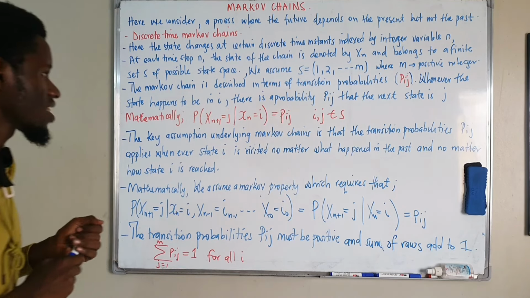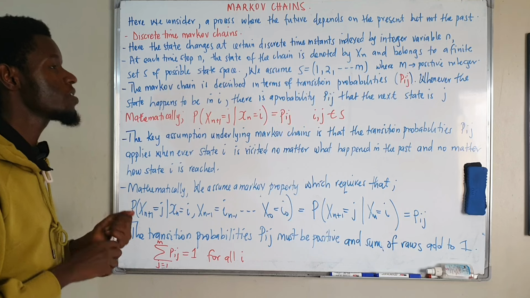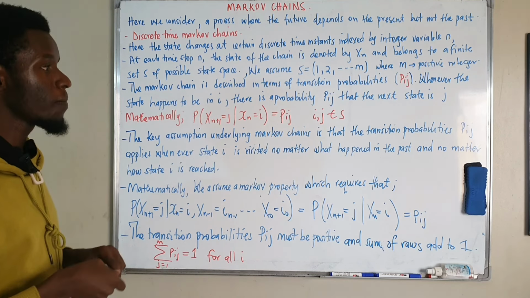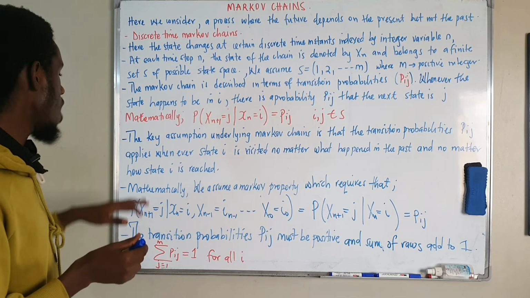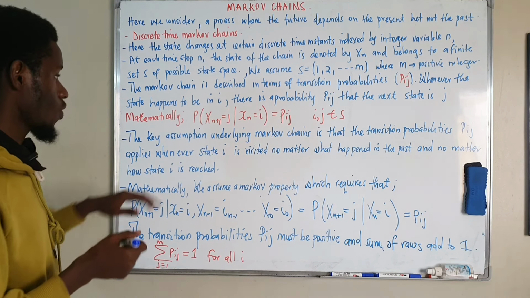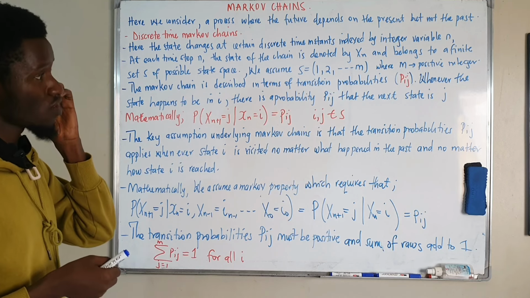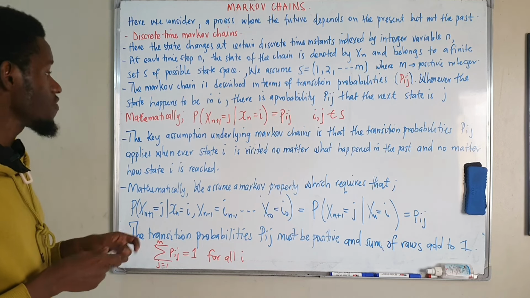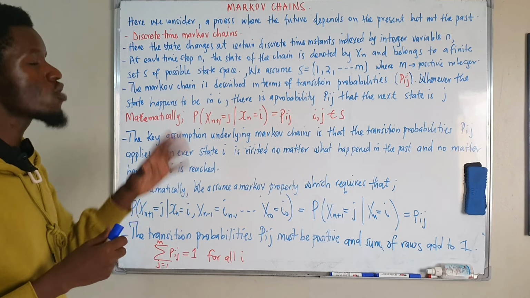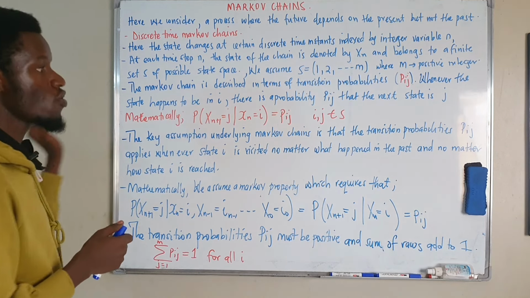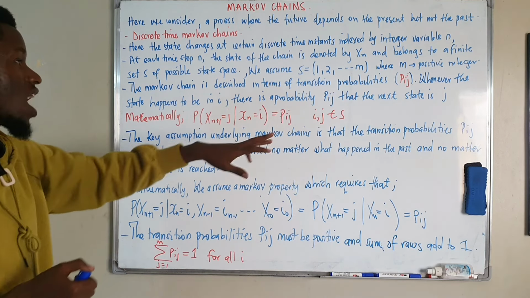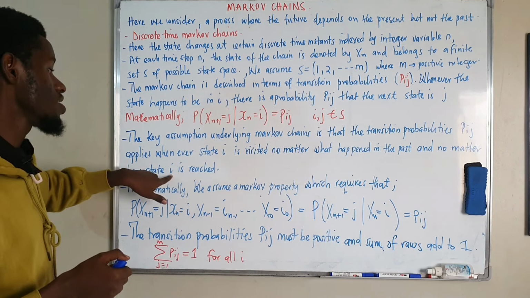Now, the key assumption underlying Markov chains is that the transition probability Pij applies whenever the state i is visited, no matter what happened in the past and no matter how state i was reached. This is the key assumption we take under Markov chains. We won't be able to know what happened in the past; we always depend on what is happening in the present to predict the future, no matter how we arrived at this state i.